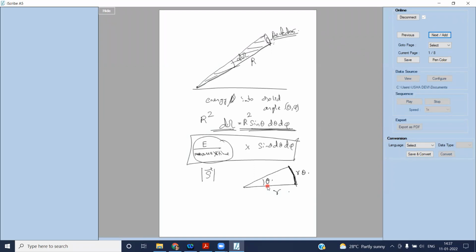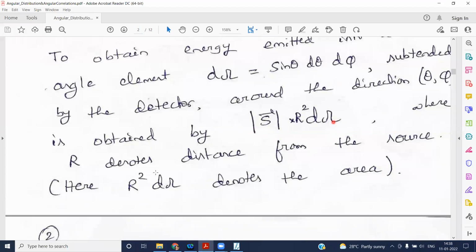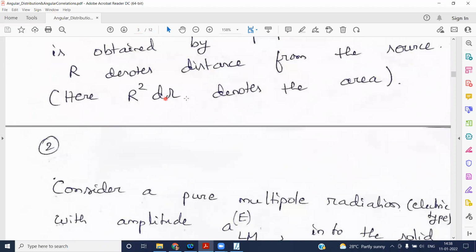The three-dimensional concept is, if I want to know the entire area covered by this, that is going to be r squared d omega. That is the area of cross section of the solid angle. If you know the area of cross section of the solid angle, then you know how to get the energy emitted into the solid angle subtended by the detector. The detector receives all the radiation coming into the solid angle. So I am saying S into r squared d omega, where r squared d omega denotes the area. Check it yourself. Convince yourself that r squared d omega denotes the area subtended by the solid angle.